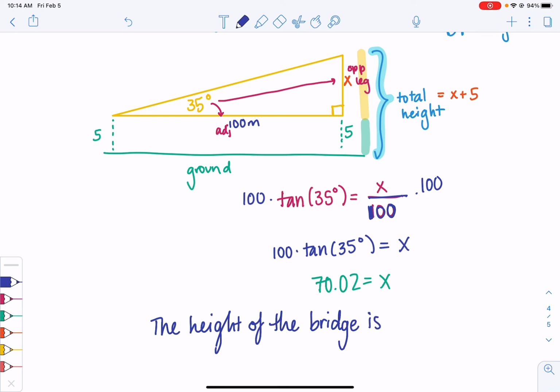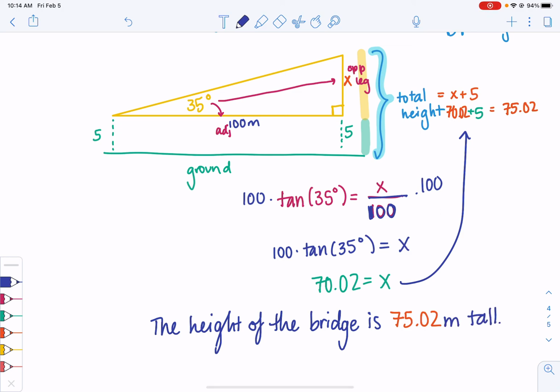So our total height, the height of the bridge is, okay, let's go back here. 5 plus the x, 70.02. So 75.02. So the total height is 75.02 meters tall.